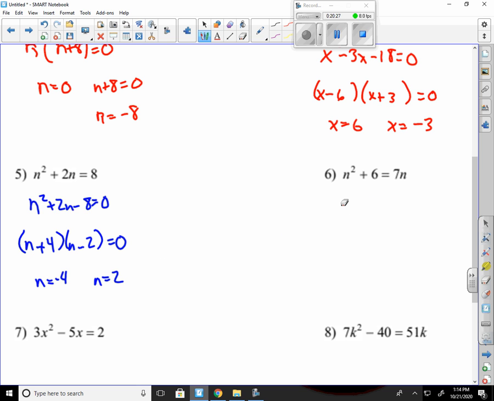Get the 7n over, you got to subtract it. N squared minus 7n plus 6 equals 0. What multiplies to give me a positive 6 and adds to negative 7? Since this is positive, this is minus. It's got to be a minus and a minus. Minus 6 minus 1. I get n equals 6, n equals 1.